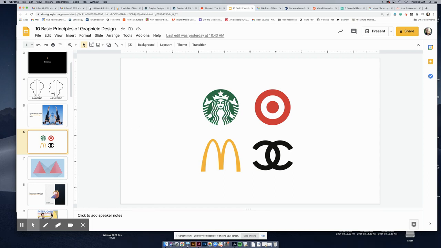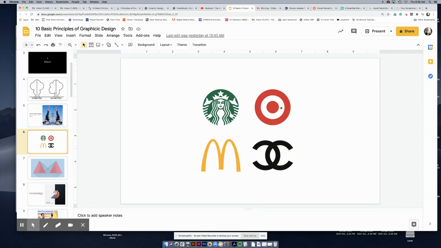The logo on the top left is the Starbucks logo, for anyone who doesn't recognize that. And you can see that it is using symmetry here. It is a balanced logo. It's symmetrical. The left side is exactly the same as the right side. If you drew a line down the middle, it would be exactly the same. And it's the same for all of these other logos.